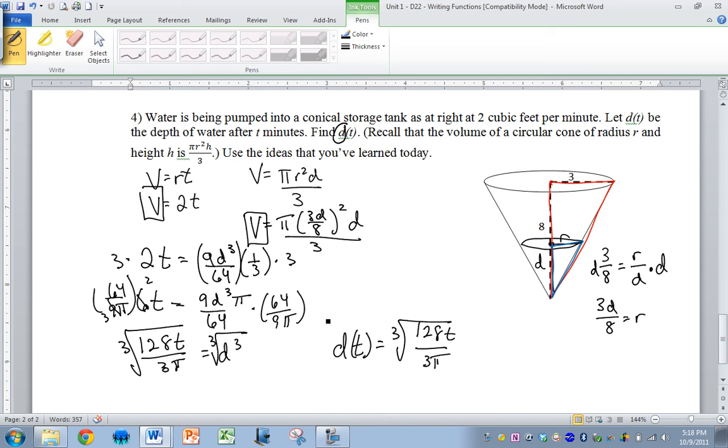It's yucky, but it works. If I substitute, again, t is just a number. t is how much time I have. So my depth is going to be changing in terms of the amount of time I take to pour it in there. So again, you want to check to make sure it makes sense. Try a value, see if it makes sense after a certain period of time. All right, nice work.